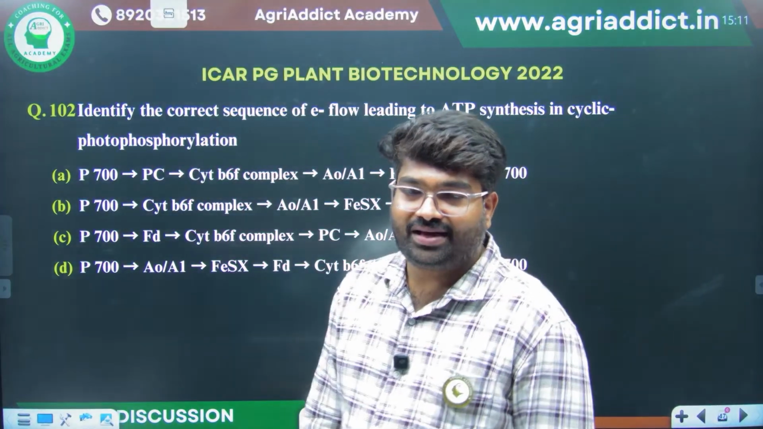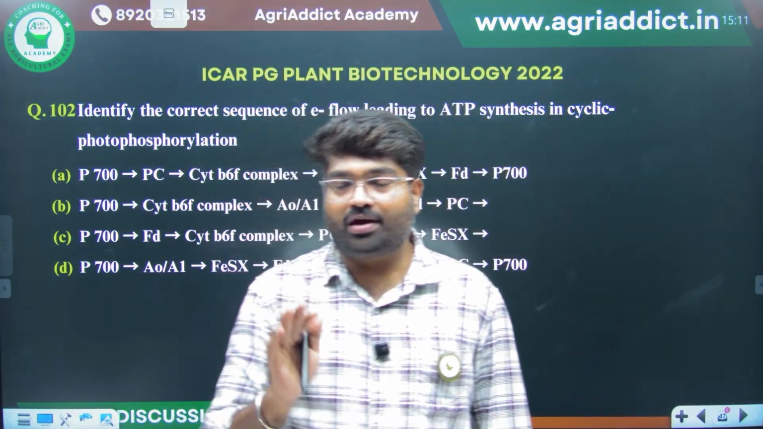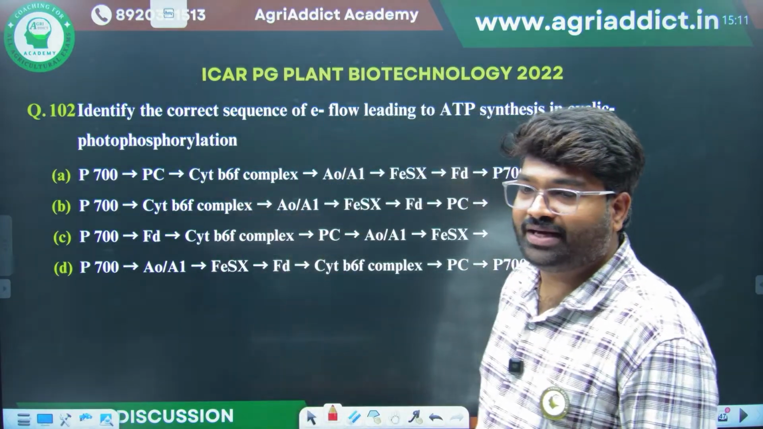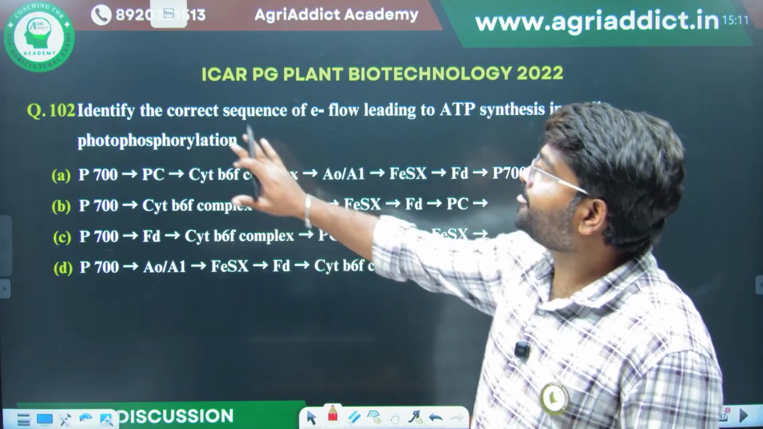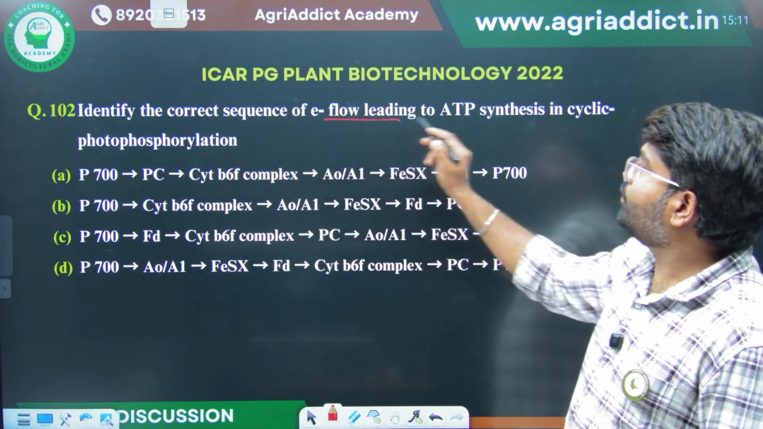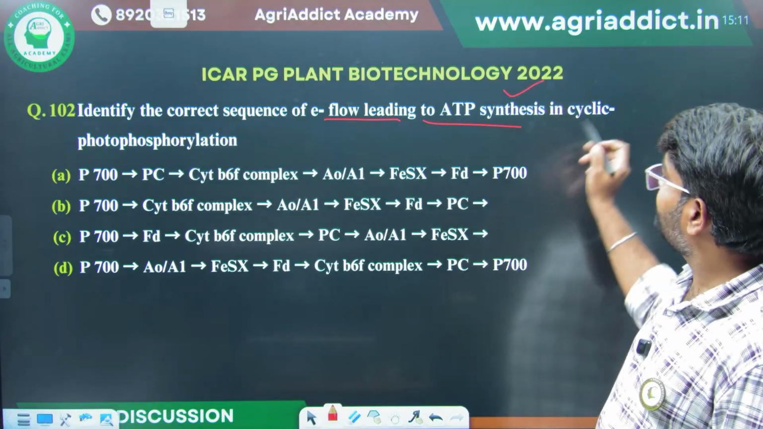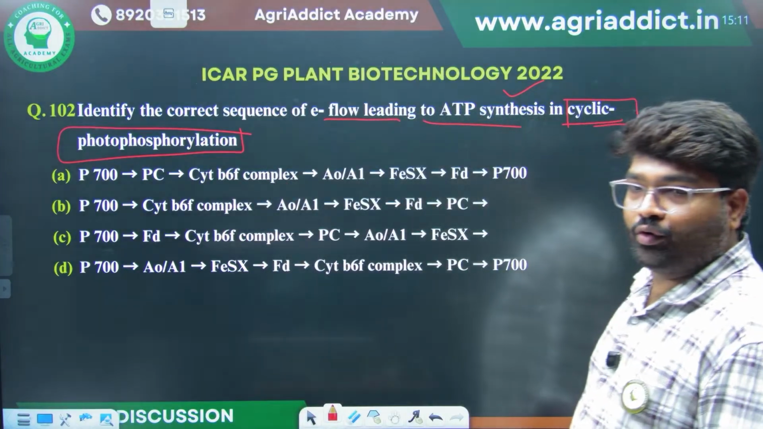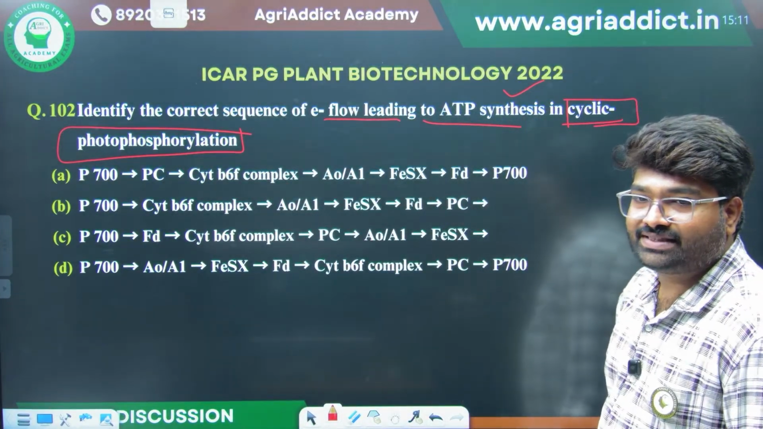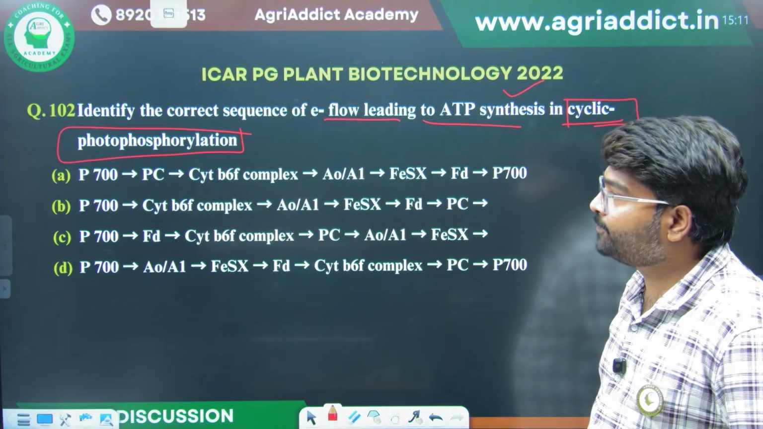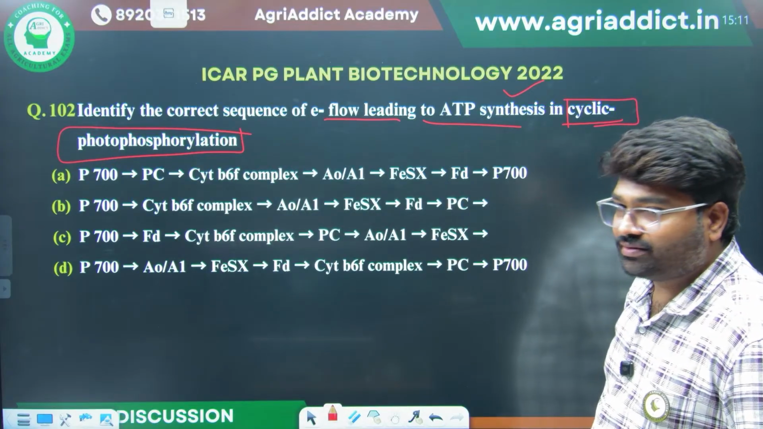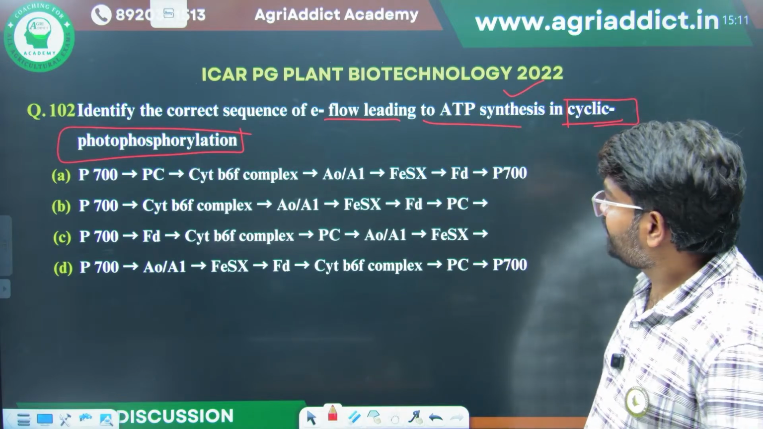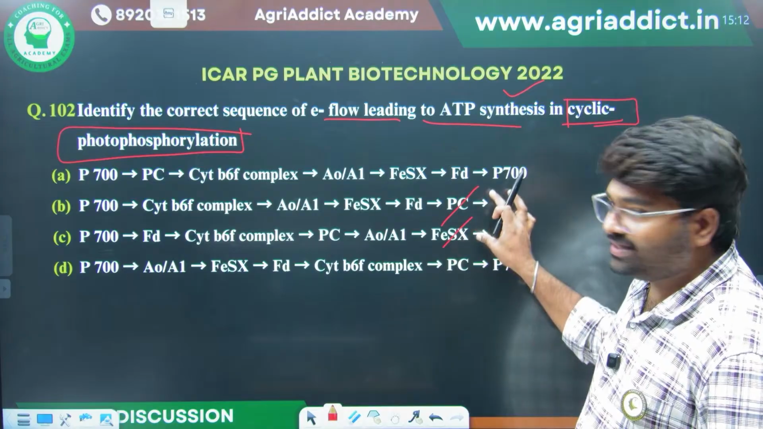Another important question. Every year they are asking the flow of electron in the electron transport chain of photosynthesis. From where to where the electron will be transferred, this you have to answer. Identify the correct sequence of electron flow leading to ATP synthesis in cyclic photophosphorylation. In cyclic photophosphorylation, what will be the sequence of electrons? You have to answer now. Cyclic means wherever it is starting, that place only it will end. That is the first thing. In two options, nothing like that is there, so we can easily eliminate these.